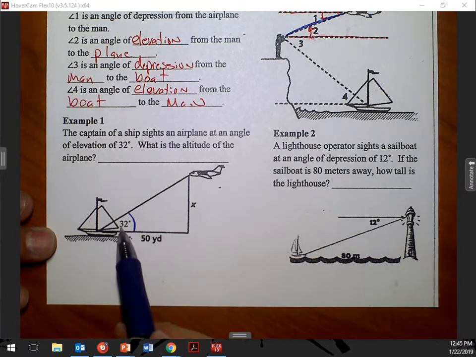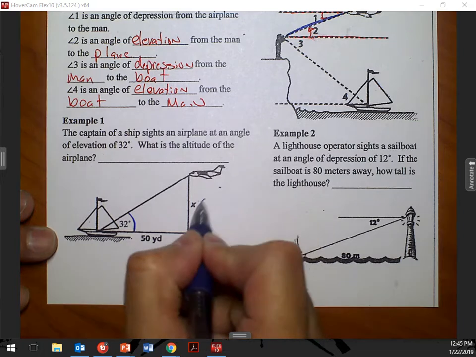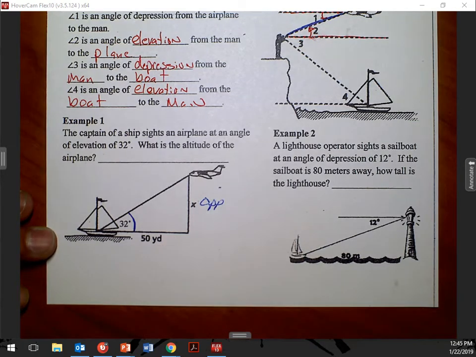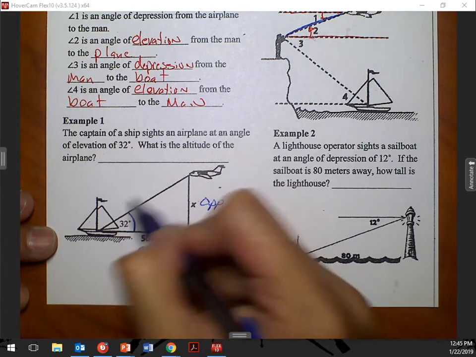If this is my reference angle, this side over here would be called the opposite. So I'm going to put an O over there. What is this one down here? Adjacent. And this over here is the hypotenuse.